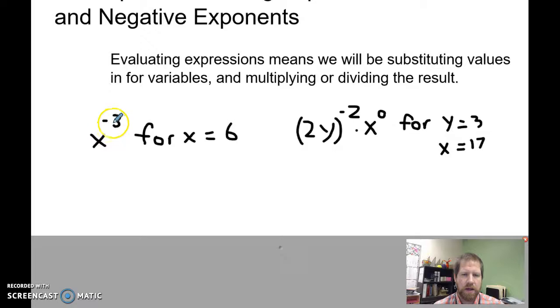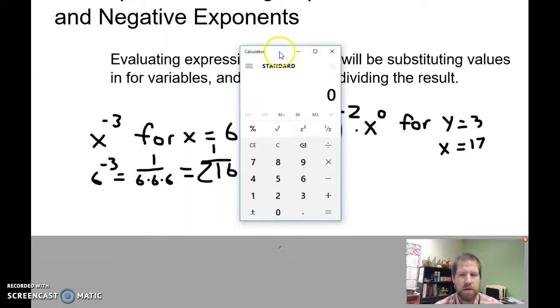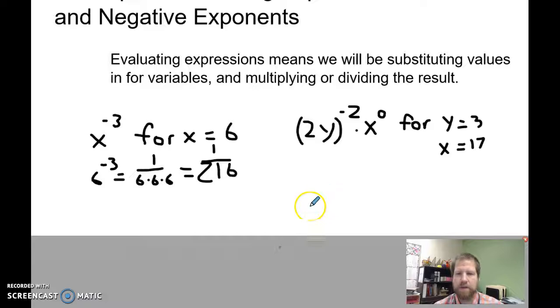So x to the negative third, for x is 6. Substitute in 6 for x. 6 to the negative third is the same as 1 over 6 times 6 times 6. 6 times 6 is 36, times 6, 180 plus 36 should be 216. So 1/216. Let's make sure, 6 times 6 times 6. Still got it.